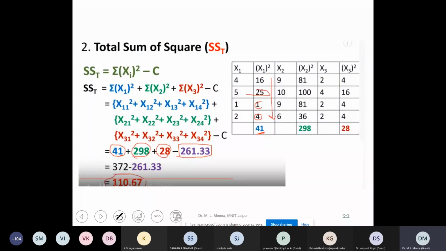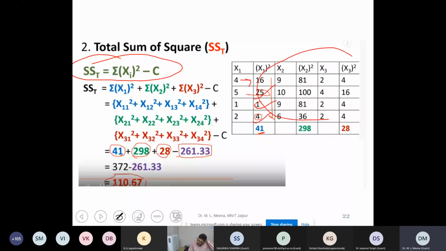The second step is to find the sum of squares for total. The formula is SST equals the summation of x squared. First, we find x squared for all observations: 16, 25, 1, 4, and so on. After that, the summation of the squares of all samples is 372, minus C, 261.33, and the result is 110.67.